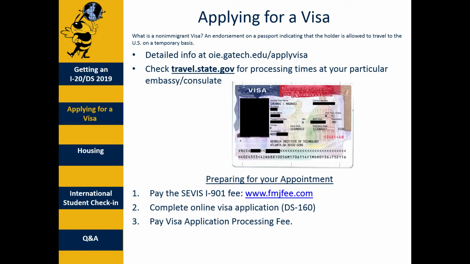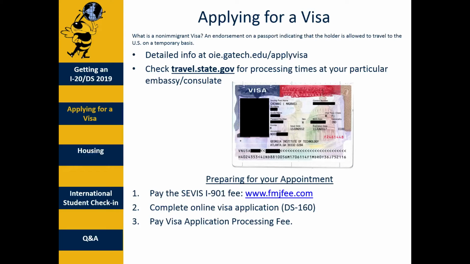Applying for a visa. What is a non-immigrant visa? It is an endorsement on a passport indicating that the holder is allowed to travel to the U.S. on a temporary basis. We have detailed information about applying for a visa on our website, and you can also check the travel.state.gov website for processing times at your particular embassy or consulate. And there's a picture of what the visa actually looks like.